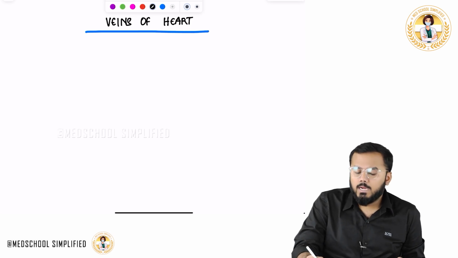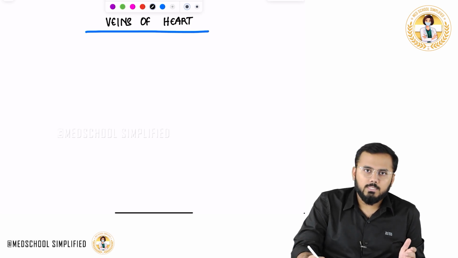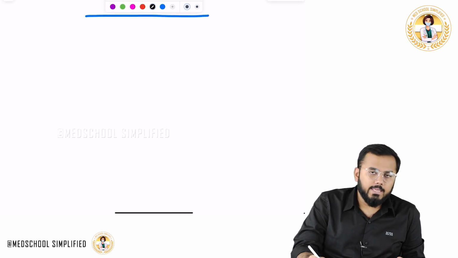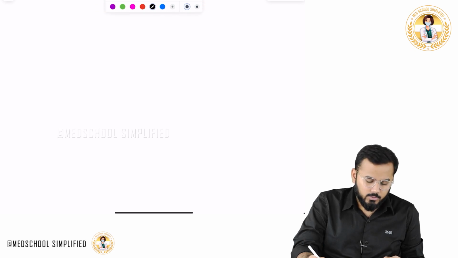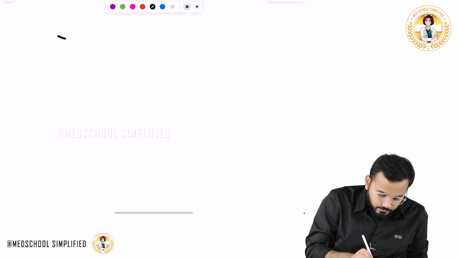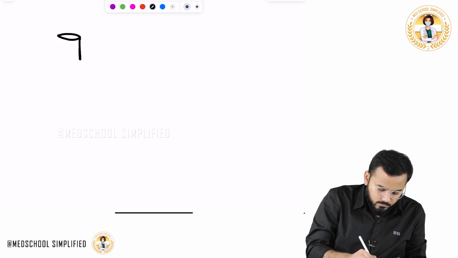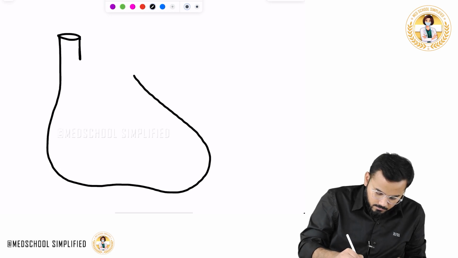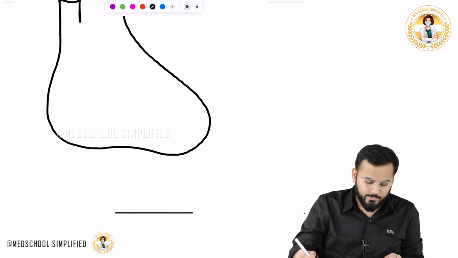This discussion of the veins of the heart will be done in two pictures. One is the anterior view, another one is the posterior view. Now what I am going to draw is the anterior view of the veins of the heart, then we shall discuss the posterior view. So coming to the anterior view, this is the anterior view here.